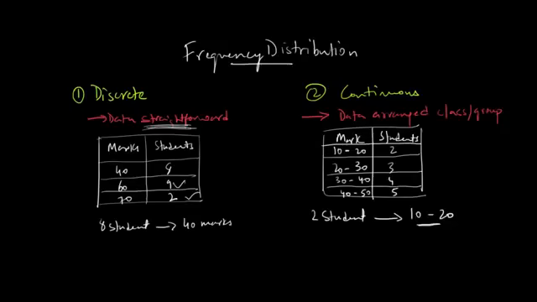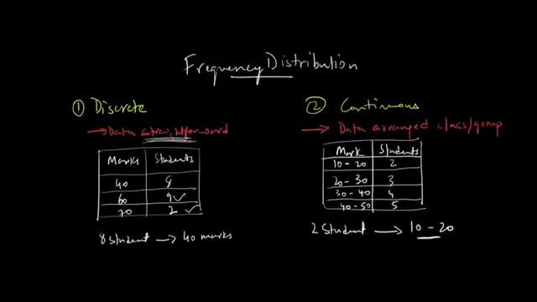So I hope you're getting the difference between these two. In discrete frequency distribution, the data is pretty straightforward. Okay? And in continuous, the data is in the form of a class or group. Therefore, the measurement is not exactly measurable. You cannot go on to say what is the exact amount of marks so and so student has got. But you can just point towards a particular interval or a class.